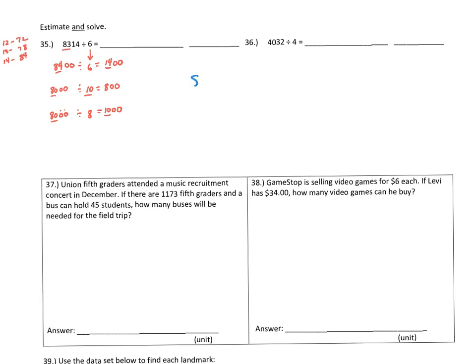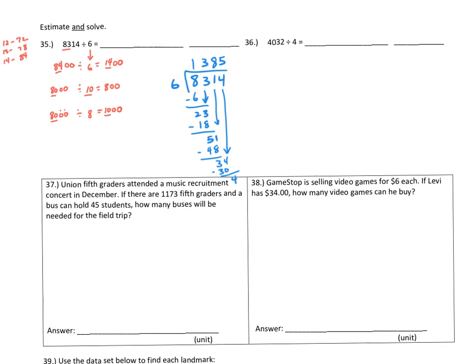So to do the actual problem, 8,314 divided by 6. 6 goes into 8 one time. Multiply that out, and then subtract, and I have 2 leftovers that I'll regroup with this 3. 6 goes into 23 3 times, and subtract, and then regroup. 6 goes into 51 8 times. Subtract and regroup. And 6 goes into 34 5 times. And it looks like I have a remainder of 4.